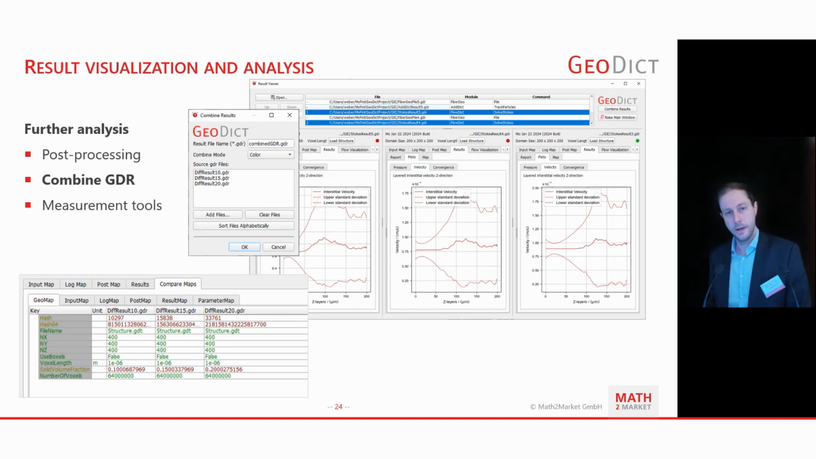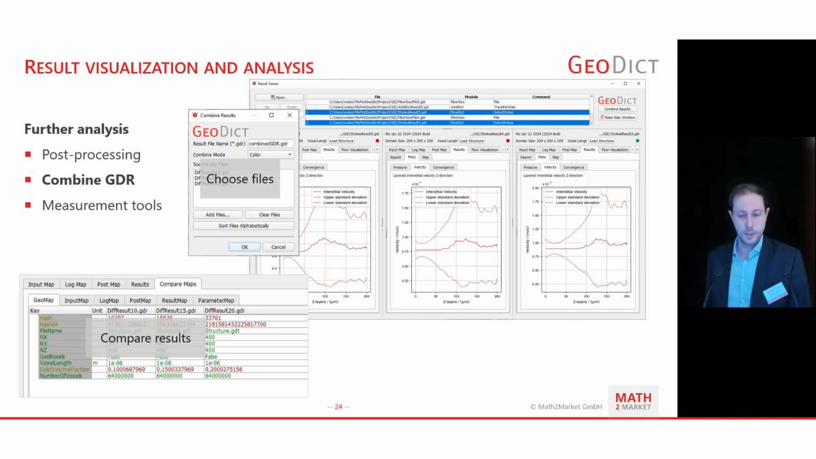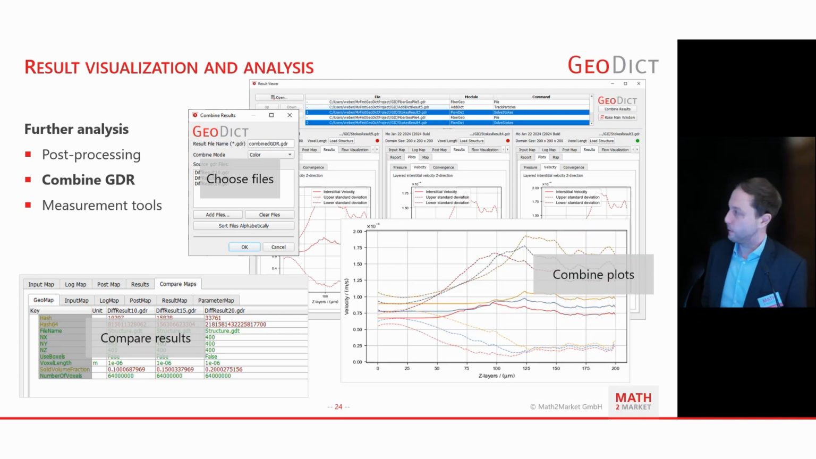If you compare different results, or varying results from maybe some simulations where you change velocity, for example, you can also do that in the result viewer. Here you see 3 different results next to each other. But you can also choose the files in the combine GDR, which lets you compare all the data in one table, and then finally also combine all the plots into one, which lets you easily understand differences between your simulations.